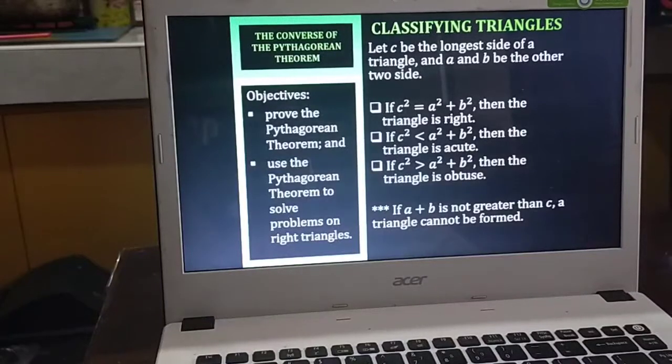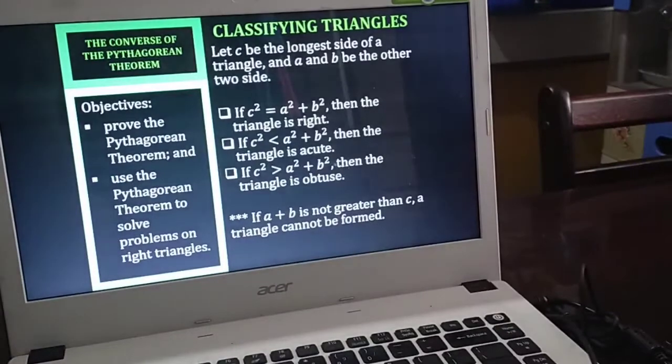So next, we're going to classify the triangles. As we know, we can identify triangles based on their sides and based on their angles, but we can also identify the type of triangle according to its angles based on the Pythagorean Theorem. So, ito yung clue natin.